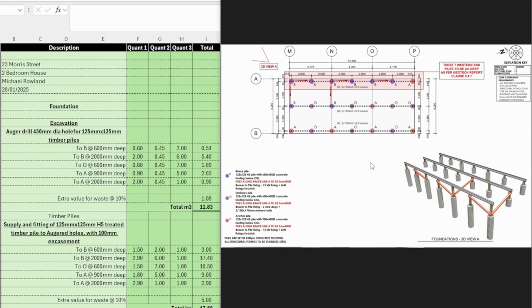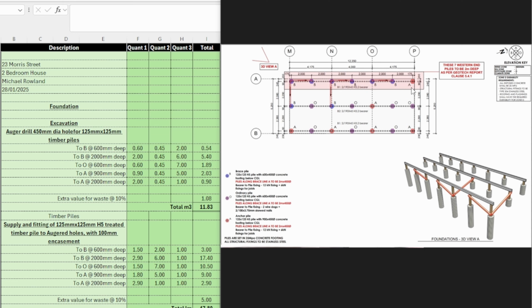So the majority of the piles are 600 mil deep, with the exception of the A anchor pile, which is 900 mil deep, and they're also asking for these front piles here to be 2 meters deep. So that's all of the ones at the front here. So all the O's and B's in this section are 600 mil deep, with the exception of the A's, and all the ones at the front here are 2 meters deep, including the A.